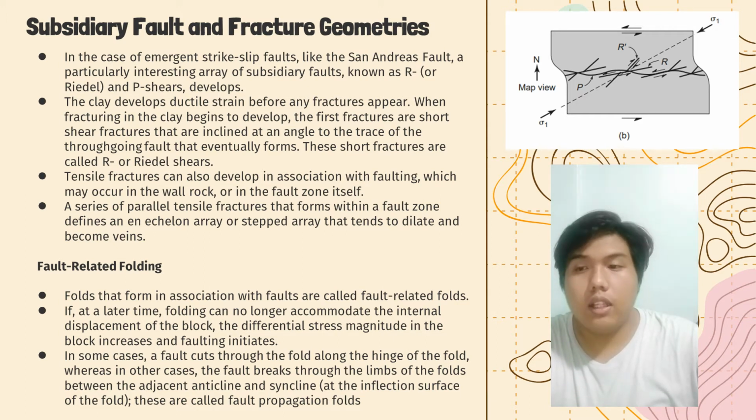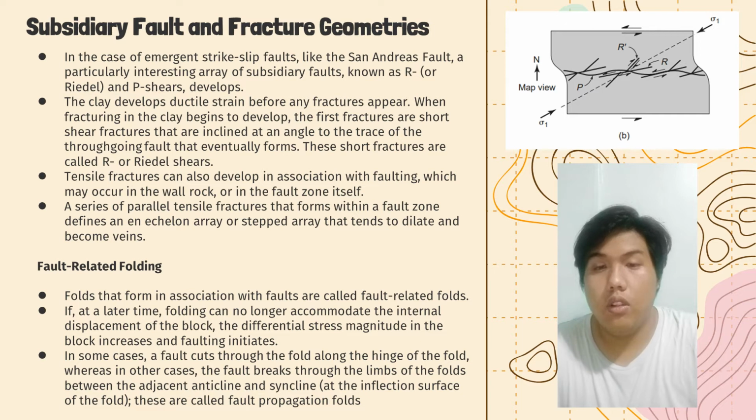Tensile fractures can also develop in association with faulting, which may occur in the wall rock or in the fault zone itself. A series of parallel tensile fractures that forms within a fault zone defines an en echelon array or step array that tends to dilate and become veins.